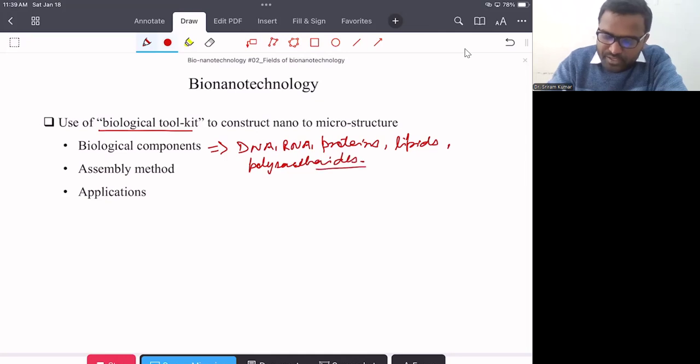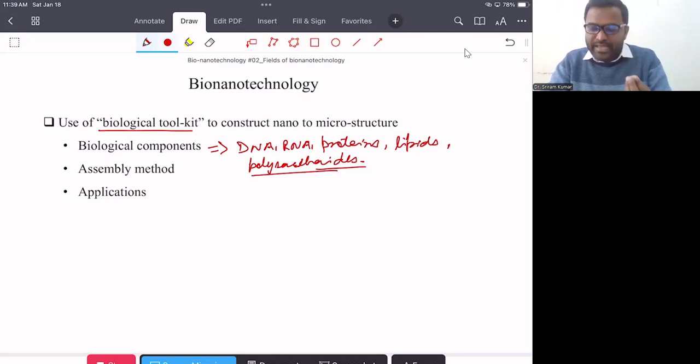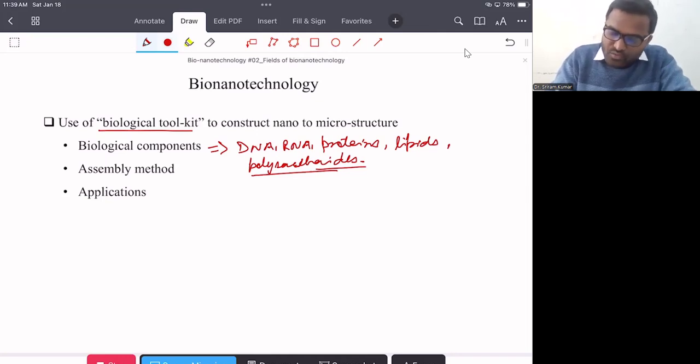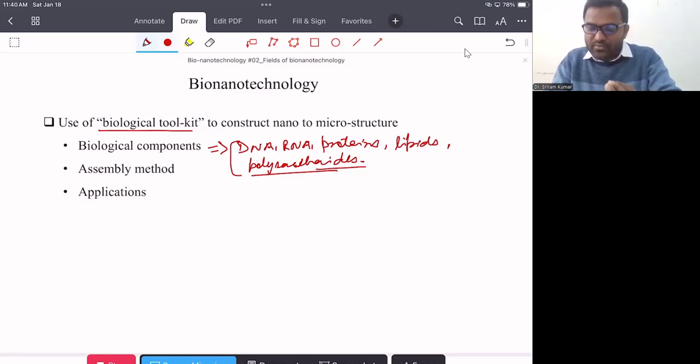So using these biological component building blocks of the biological system, we can develop materials at the nano to micro scale. We can use these materials as a component, as a scaffold, or as a template, and then modify them so that we get a particular shape and size. Using these biological components, we will have the desired materials that can be used either in diagnostic applications or in cancer treatment.